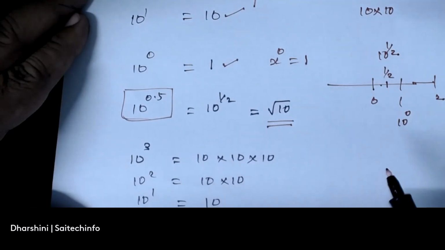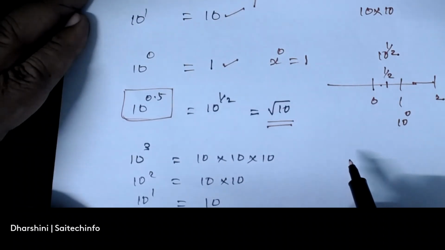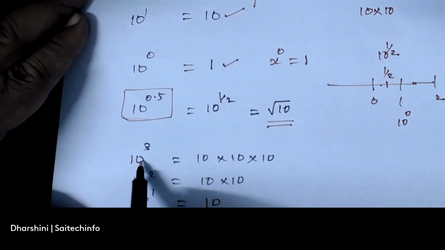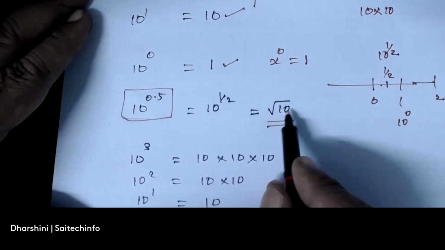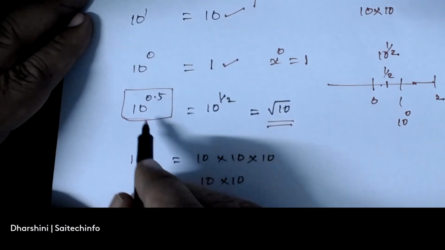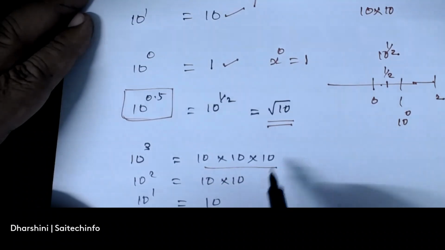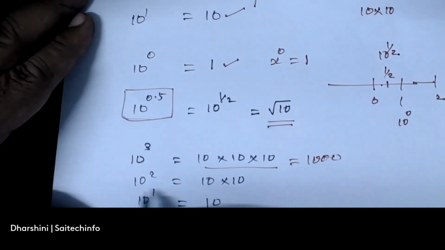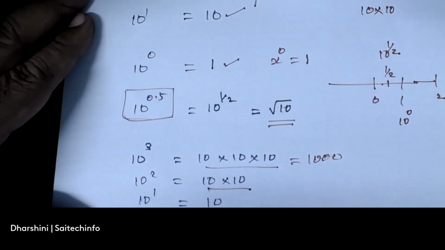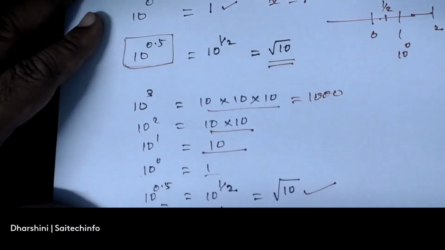That can be taken as the square root of 10. Right? Now, look at this. In this case, what can be taken as a root so that we can get the result as 10? For example, 10 cubed, 3 times, so that you get 1000. 10 squared, 10 into 10. 10 power 1, 10 power 0, and 10 power 0.5 means 10 power 1 by 2, which is nothing but root 10.